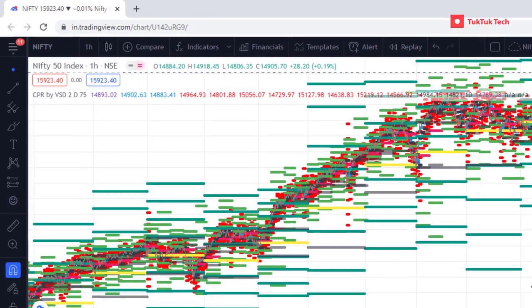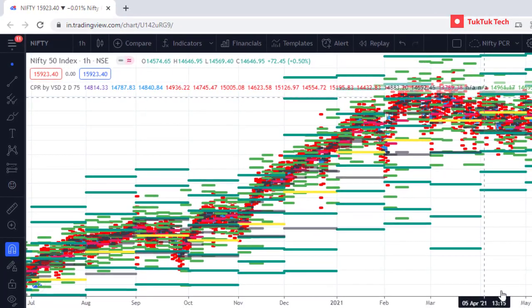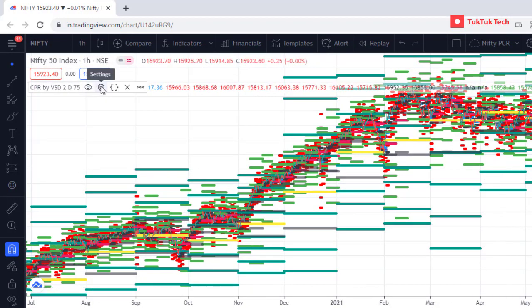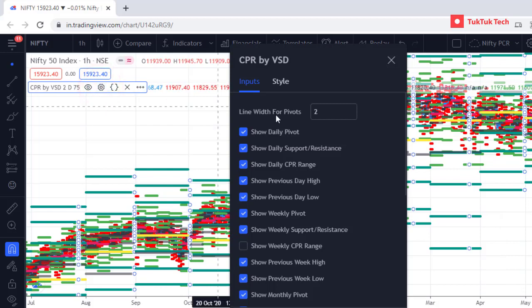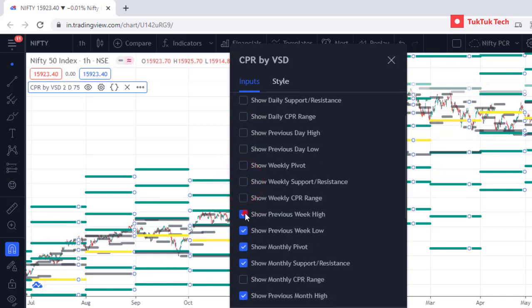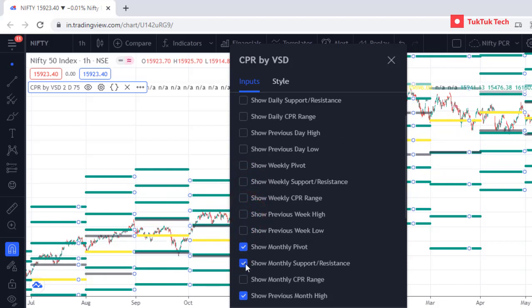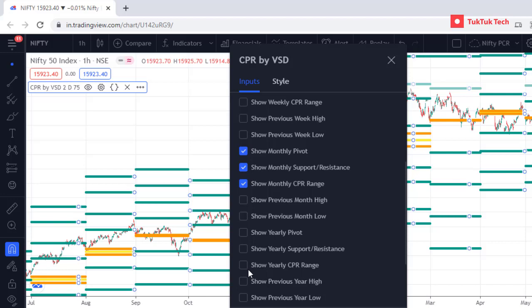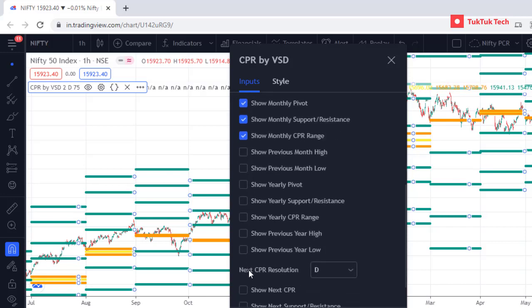Don't worry. Click on Settings and remove all unnecessary lines. If you are using monthly pivots, then keep only monthly pivot details. The green lines are monthly support and resistance levels.